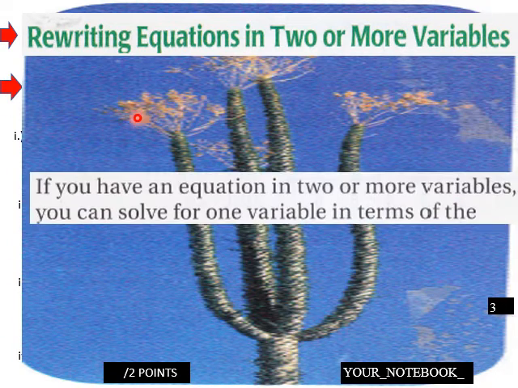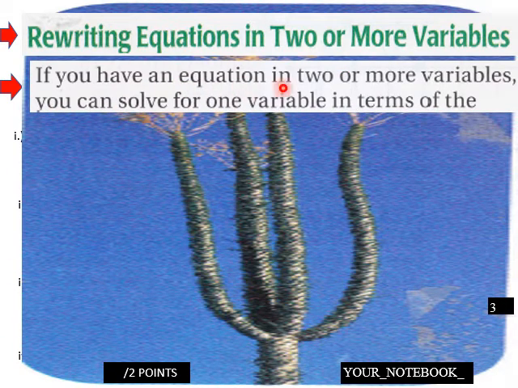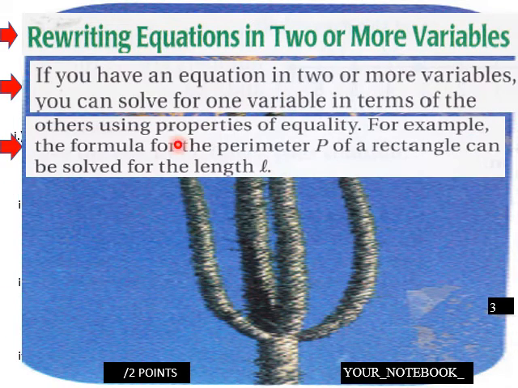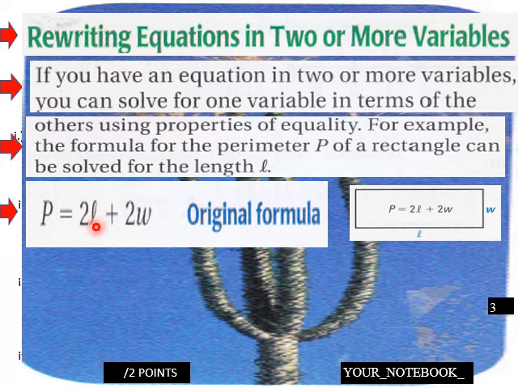Rewriting equations in 2 or more variables. If you have an equation in 2 or more variables, you can solve for one variable in terms of the others using properties of equality. For example, the formula for the perimeter P of a rectangle can be solved for the length L. So perimeter equals 2L plus 2W, original formula.